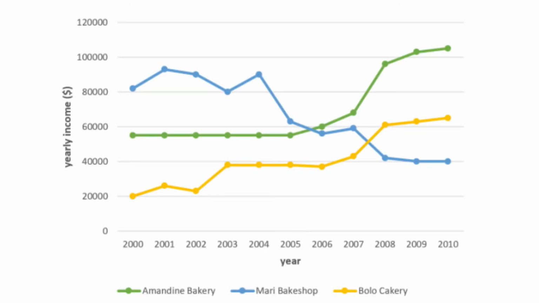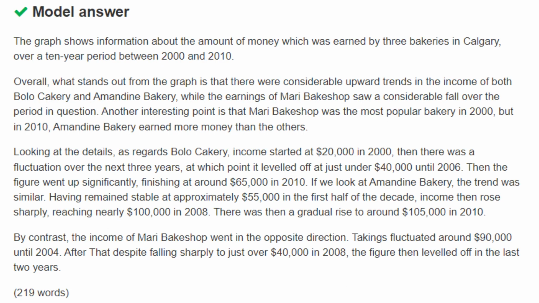Now let's look at a sample answer for this line graph. As you can see, there are two axes. On the y-axis, there is yearly income in dollars, and on the x-axis, there is the year. Then we have to understand that there are three things that are compared over this time, one shown in blue, one shown in green, and one shown in yellow. All of these values have points which we can use to make our answer. Now let's look at the sample answer.